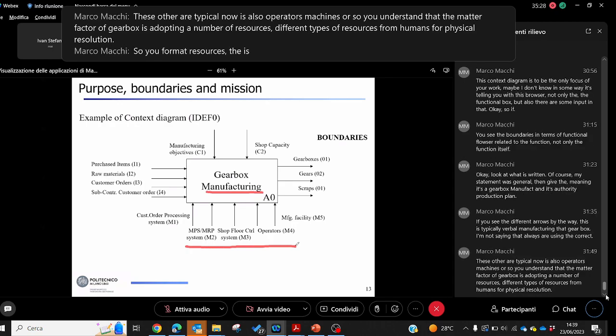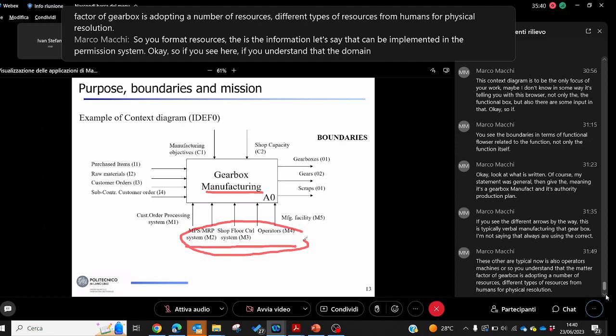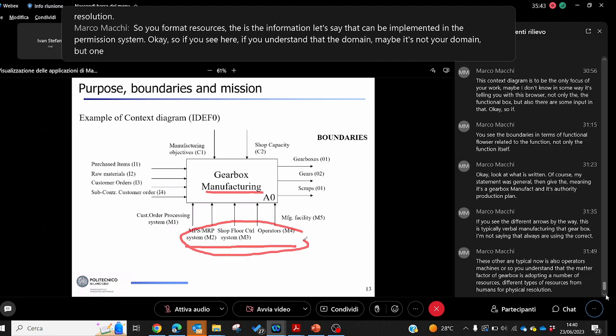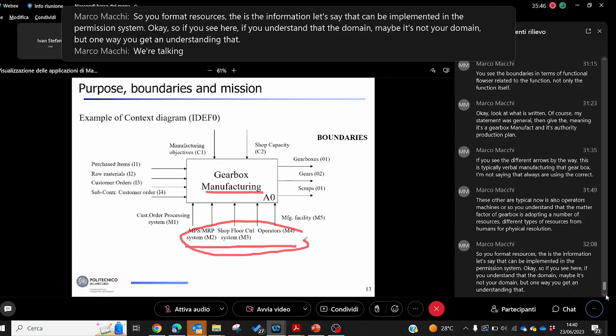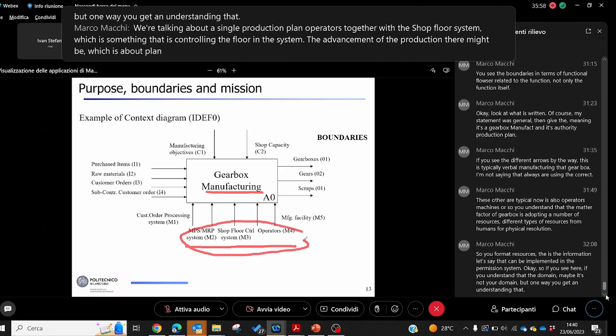MRP is the information system, so let's say a method that can be implemented in the information system. Okay, so if you understand the domain, maybe it's not your domain, but one may get the understanding that we're talking about a single production plant: operators together with the shop floor system, which is controlling the flow and the advancement of the production, and the MRP, which is about planning, but for this company. Okay? So you're giving the meaning by reading also the arrows.